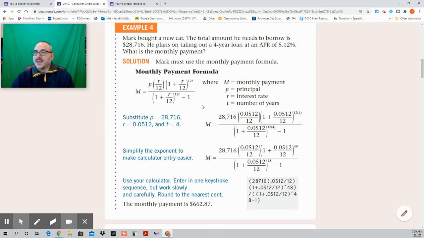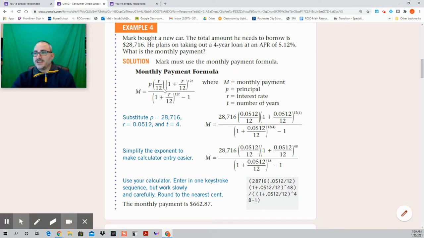So let's take a look. This is the monthly payment formula again. Let's see what all these little variables mean. Capital M means the monthly payment. If you put all the numbers in, it'll spit out the M, the monthly payment. That's why it's the monthly payment formula. P is principal. P only shows up once in this whole formula, right here in the beginning, where you're multiplying the principal by all of this in the numerator.